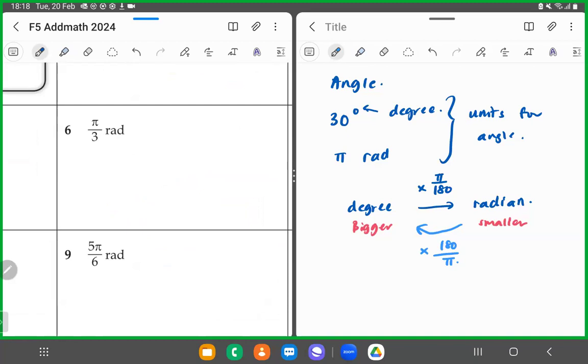So if we have radian, we want to change it to degree, same thing, times 180 over pi, right? So this one, pi over 3 times 180 over pi. So simplify them, cut. 180 divide 3, so you get 60 degree.